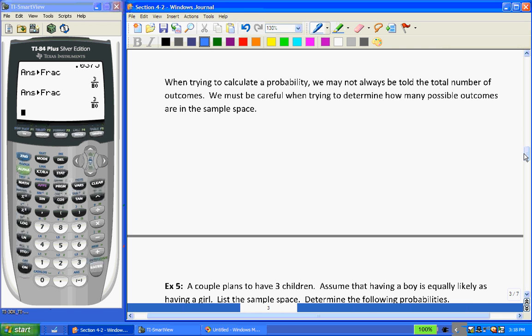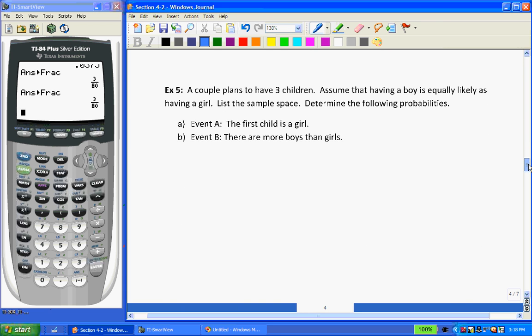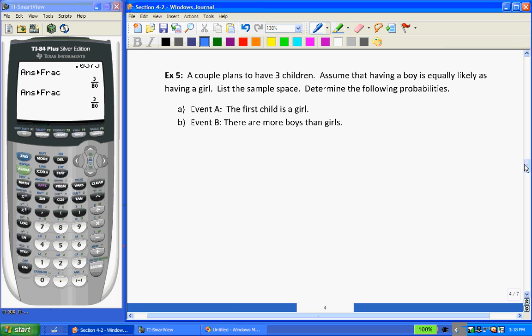When trying to calculate a probability, we may not always be told the total number of outcomes. So in both examples, we were told there were 400 students or there were 400 tickets. They might not be stated that explicitly. So we want to be careful when trying to determine how many possible outcomes are actually in the sample space. Let's take a look at example 5. A couple plans to have 3 children. Assuming that having a boy is equally likely as having a girl, list the sample space. Determine the following probabilities.